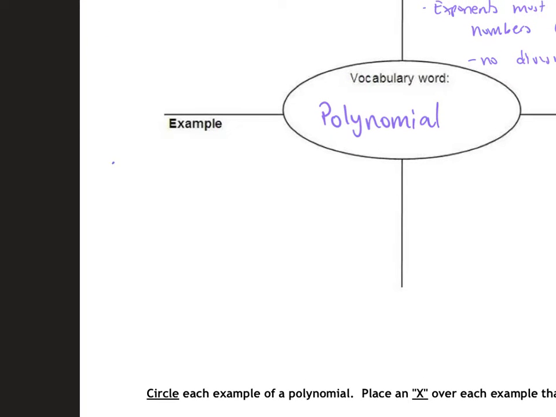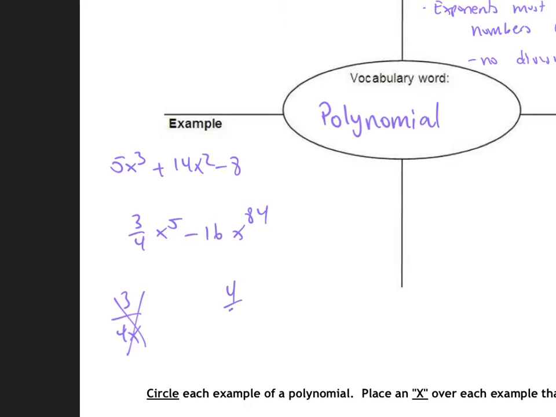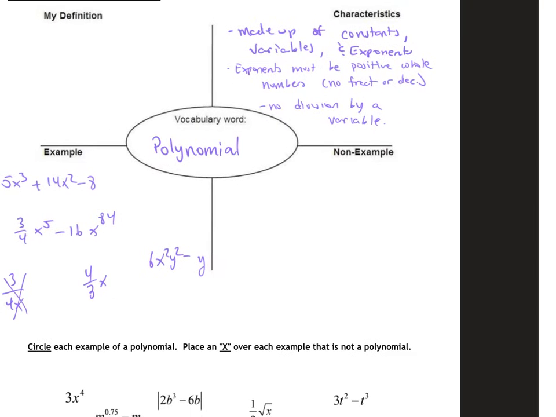So some examples here. 5x cubed plus 14x squared minus 8, that's a polynomial. 3/4 x to the 5th minus 16x to the 84th, that's a polynomial. 3/4x is not, because there's an x in the bottom, but you could have 4/3 x or something like that, or 6x squared y squared minus y. All of those are examples of polynomials. Not examples: square root of x is not a good example. 8x to the 1/4 minus 5, 3/x squared, all of those are not examples.